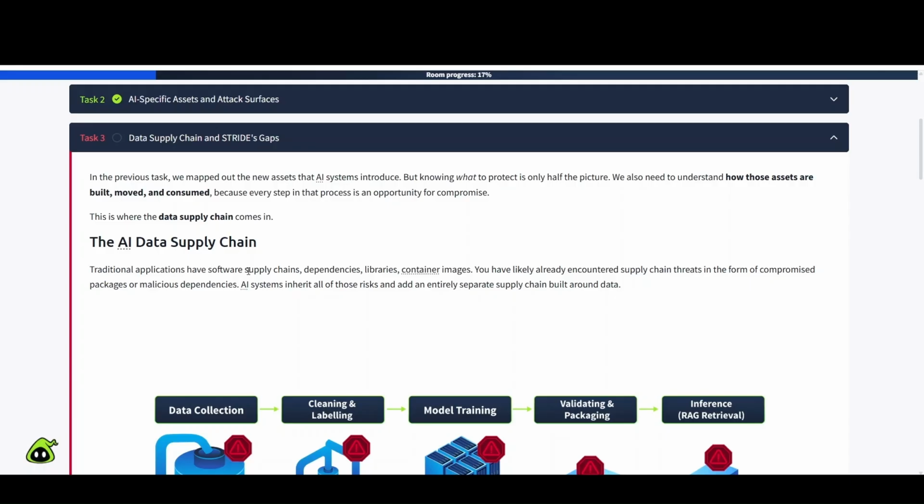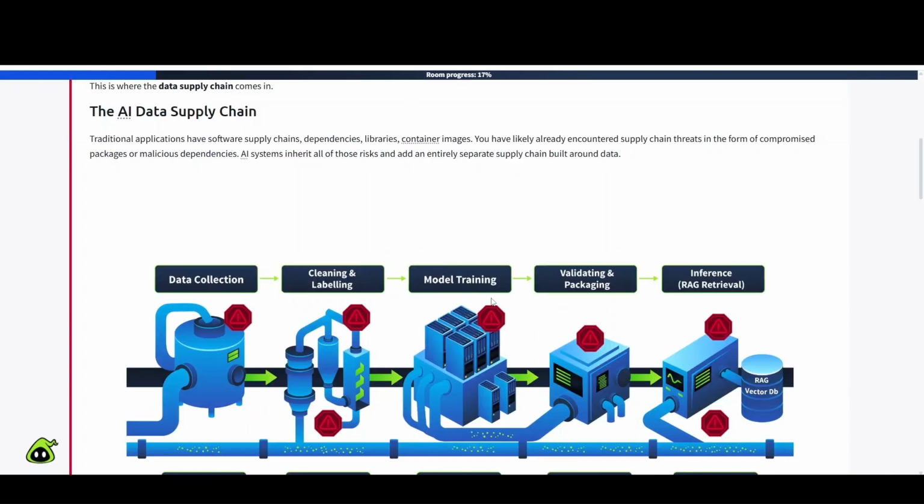Traditional applications have software supply chains: dependencies, libraries, container images. You have likely already encountered supply chain threats in the form of compromised packages or malicious dependencies. AI systems inherit all of these risks and add an entirely separate supply chain built around data.